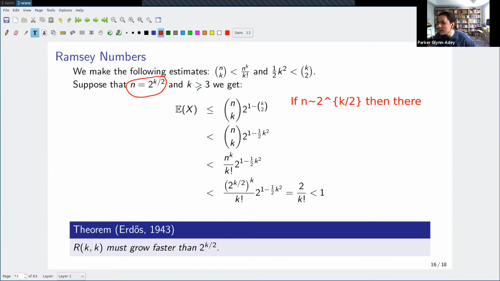Is there any significance for picking that? Yeah, it makes the calculation nicer. So if n is equal to this, then there is a coloring. Yeah, we could pick, Brian, something that grows faster. The reason we pick 2 to the k over 2 is because the simplification happens nicely. It's so that these guys cancel out.